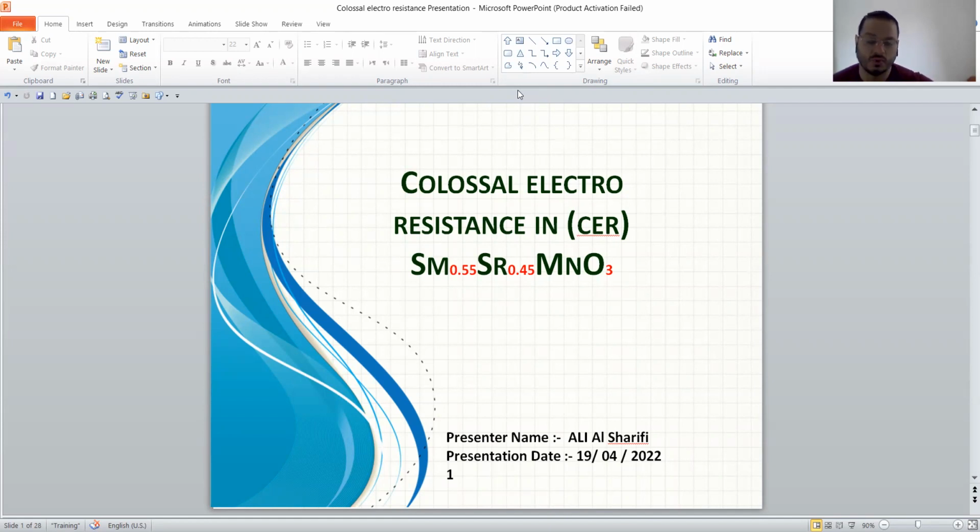Today we will try to do a summary of an article related to manganite and the relation between resistivity and temperature, and many important and deep information like that. The article's name is Colossal electroresistance in this structure related to manganites and oxygen.